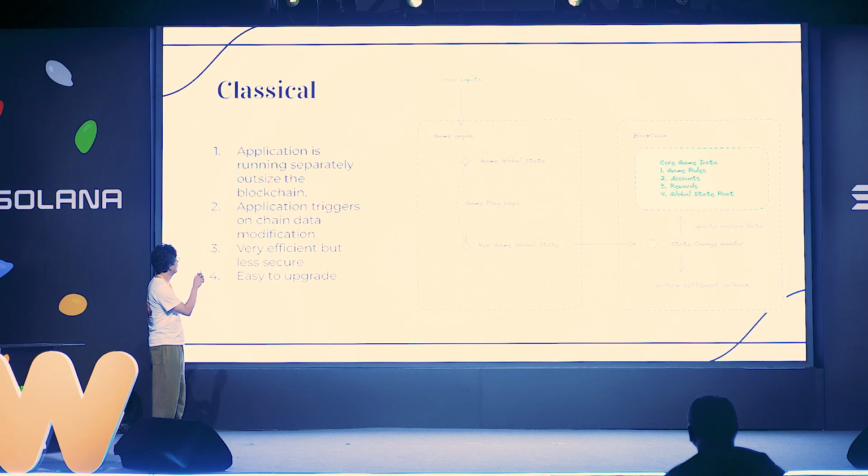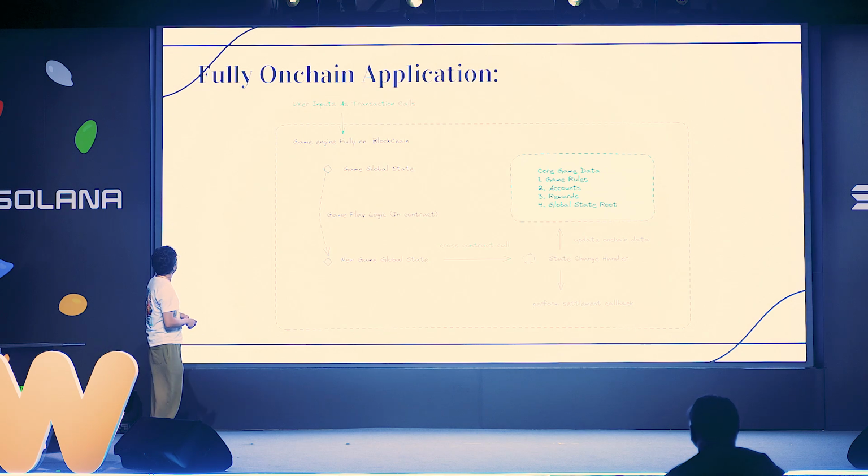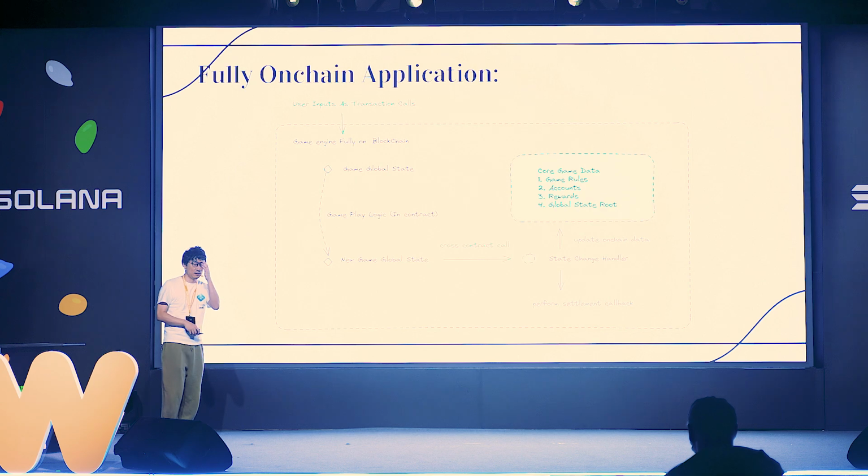So how do we optimize the previous architecture? There's a naive and trivial way: put everything on chain, right? Just imagine a shooting game.